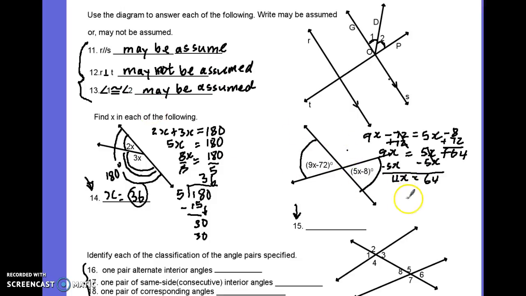Now we divide both sides by 4. 64 divided by 4. 4 goes into 6 once. 1 times 4 is 4. Subtract. 6 take away 4 is 2. Bring down the 4. 4 goes into 24 6 times. 6 times 4 is 24. So for this one, x is equal to 16.